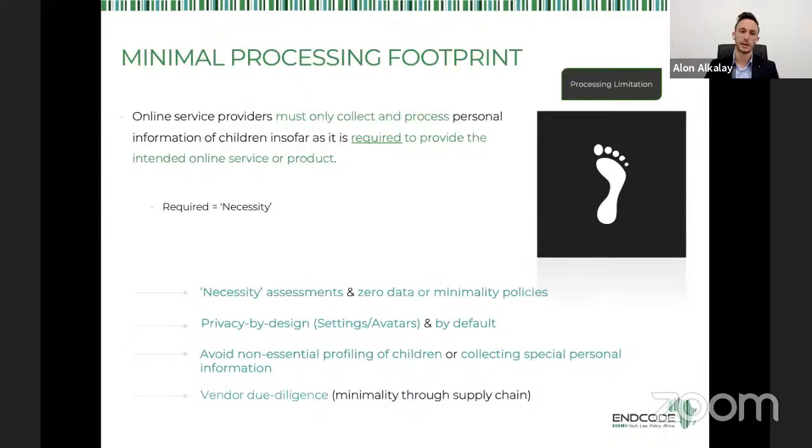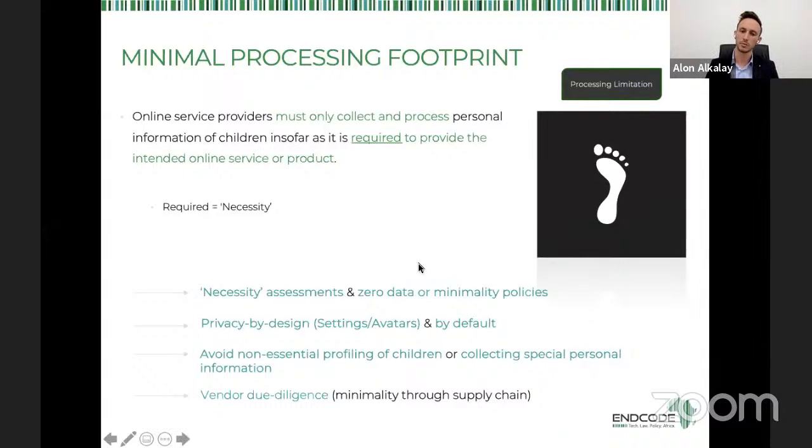Minimal processing footprint. Now, this is falling under the POPIA's processing limitation condition. Online service providers must only collect and process personal information of children insofar as it is required to provide the intended online service or product. And I've written here necessity. There's a necessity test that's been put forward in a lot of other jurisdictions. And what we're looking at here is really for online service providers to ask themselves the question, is the information of the child necessary for me to provide the product or service to them?